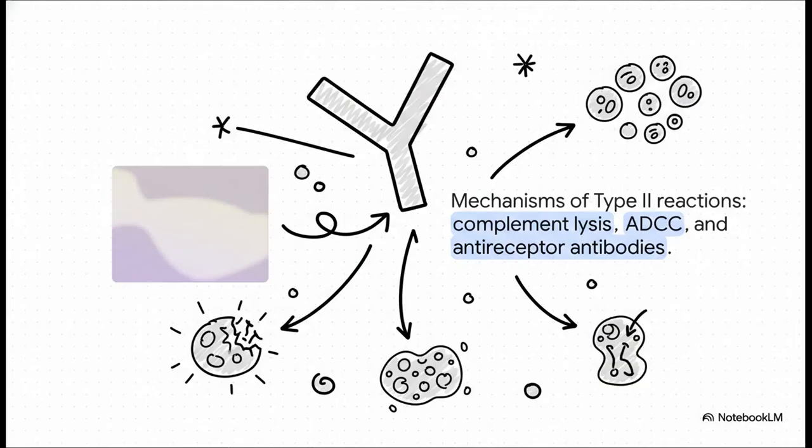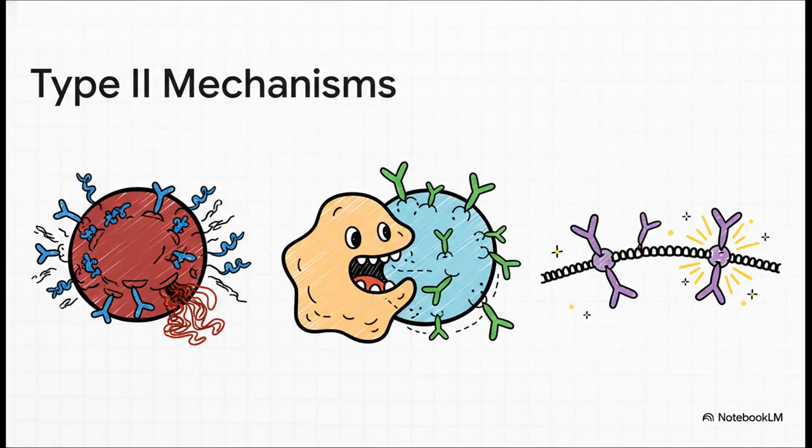So, once that cell has been tagged for destruction, how does the body actually take it out? Well, it turns out there are a few different strategies, and we're about to look at the three big ones. So, the body has a few options. First, it can unleash the complement system. Think of this as a demolition crew that just punches holes in the cell until it bursts. Second, it can call in the cleanup crew, cells like macrophages that literally come and eat the tagged cell.